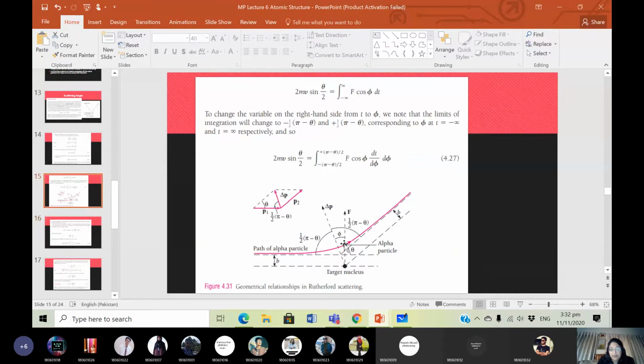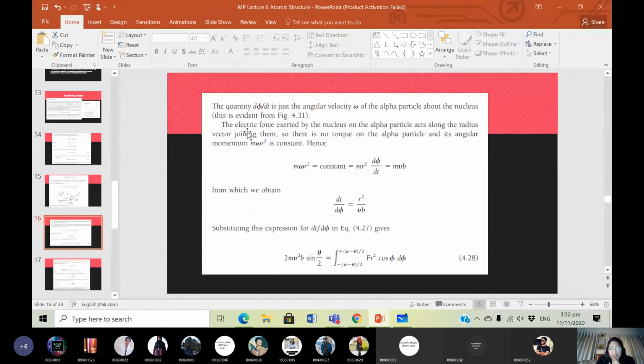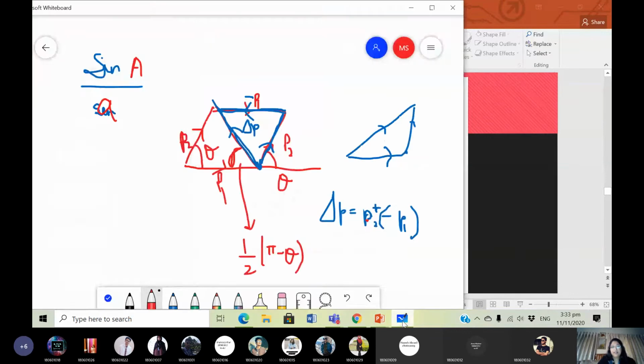Basically, this is the force, and this is the radius vector joining them, okay? And here we will write m omega r square. What is the torque? There is no torque. The electric force exerted by the nucleus on the alpha particle acts along the radius vector joining them. So there is no torque on the alpha particle. Its angular momentum is constant. Is everyone understanding what is happening here? Basically, the electric force acts along the radius vector joining them. For torque, what should there be?